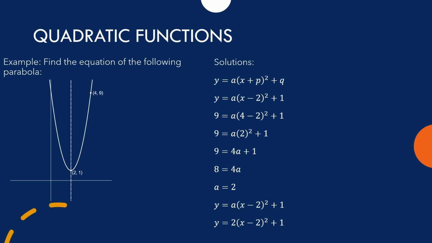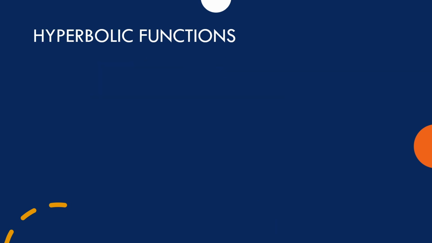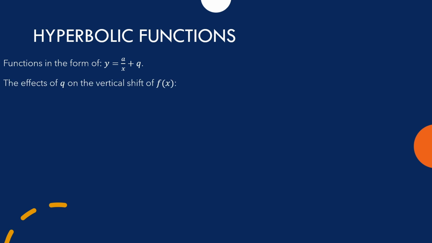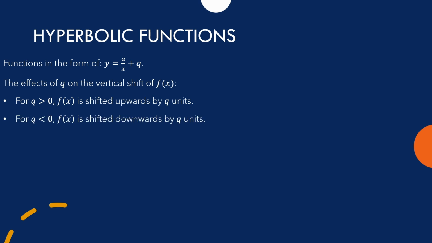Now let's move on to hyperbolic functions. Those are the functions in the form y is equal to a over x plus q. The effects of q on the vertical shift of f of x: q affects the vertical shift of the graph. For q greater than 0, f of x is shifted upwards by q units. And inversely, for q less than 0, f of x is shifted downwards by q units.